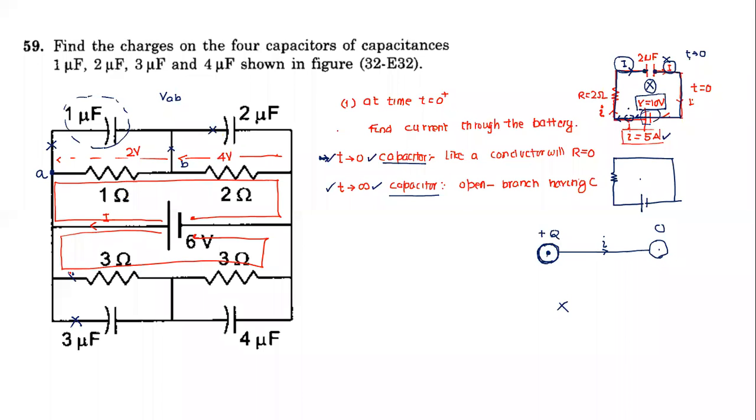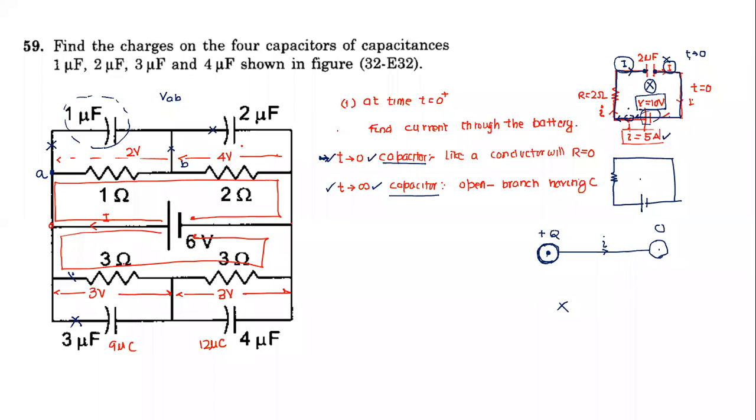Similarly, both are at equal potential. The potential difference from here to here is 6 volts. It gets divided in equal ratio, so this will be 3 volts and this also will be 3 volts. So the charge on this will be 9 microcoulomb and this also will be 12. Is this understood? Shravani, have you understood this? Yes, sir. Okay. So these questions are simple at the initial state and the final state.